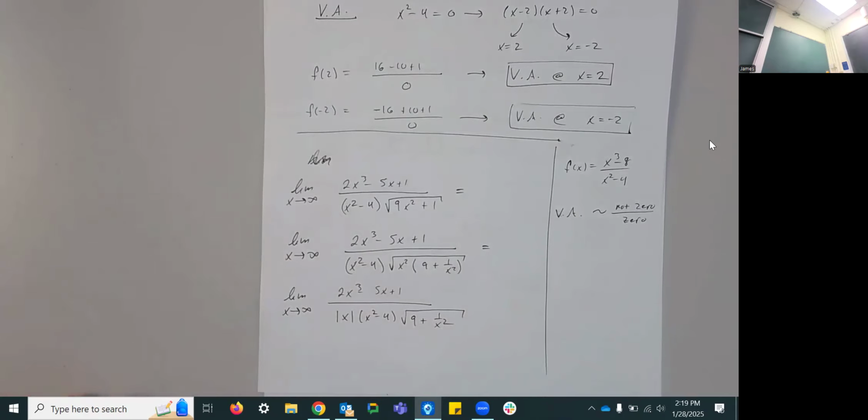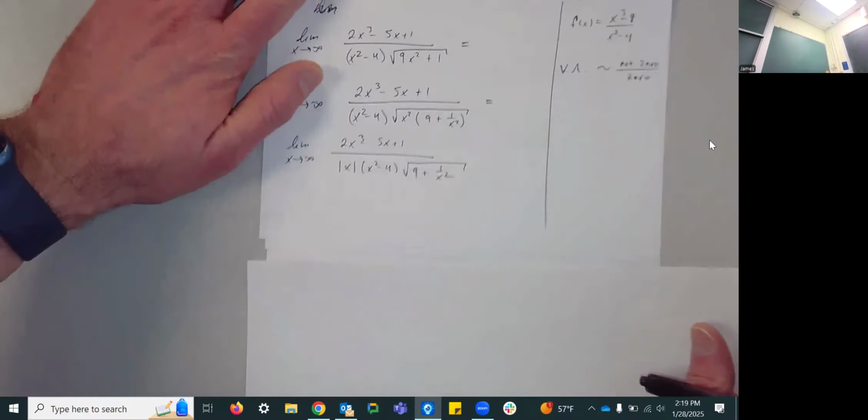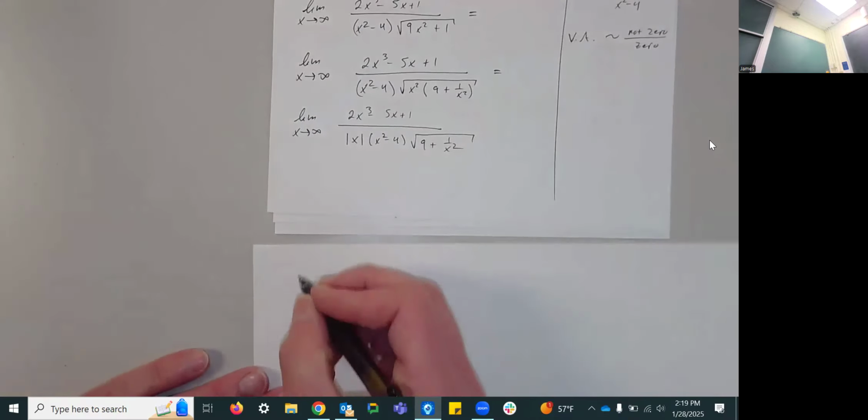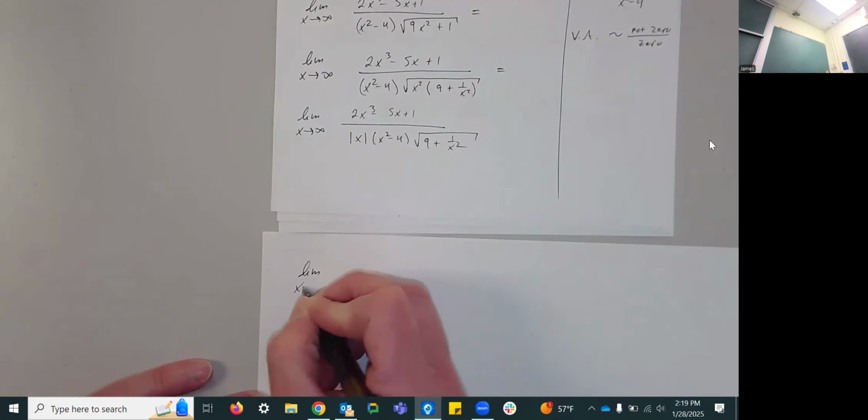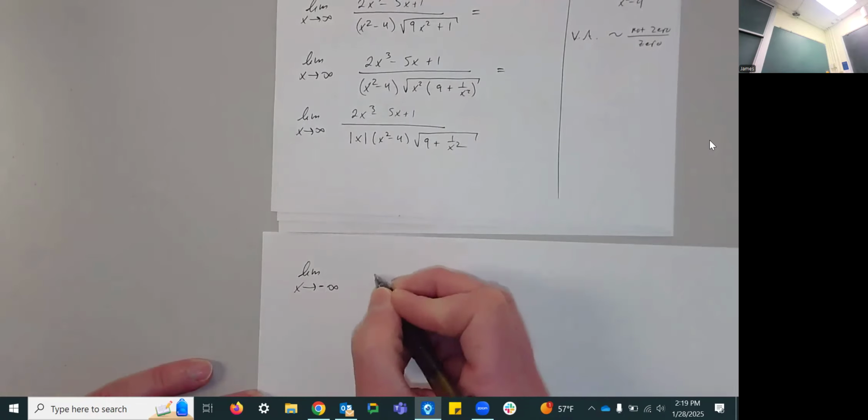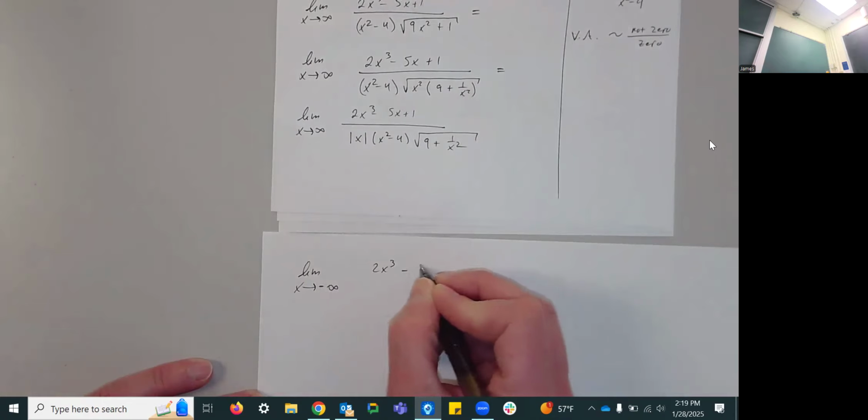Okay, let's be smart about this. This is where things are going to diverge. So if I was doing the limit as x goes to negative infinity, something slightly different is going to happen here. Let's write it down.